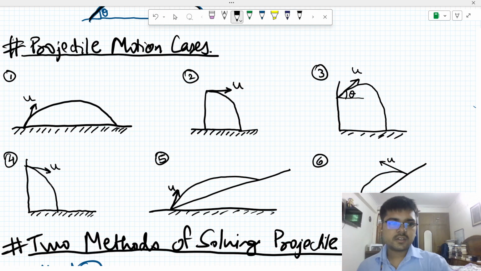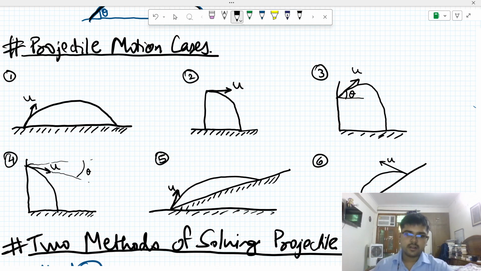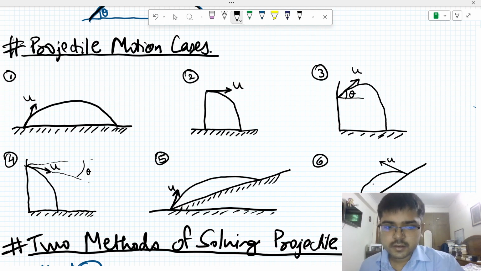Now fourth is downward. In this case, the theta is here. Now the fifth case, the plane is inclined. So this is the plane. It is inclined and we are throwing a projectile at an angle theta. And in the opposite direction, the same case but the projectile thrown from this side, is the sixth case.